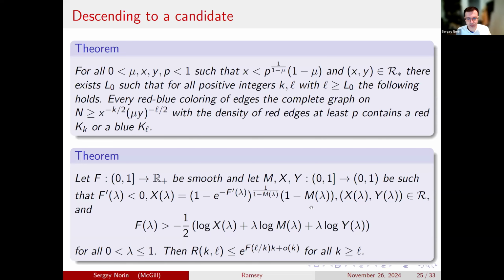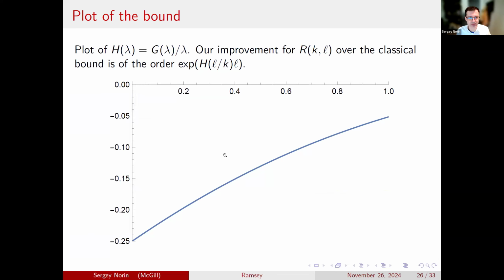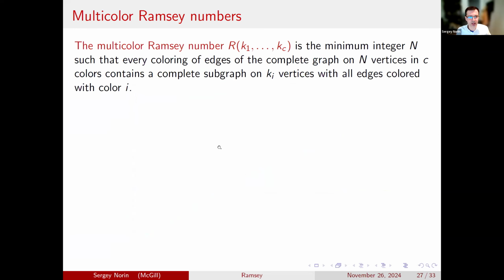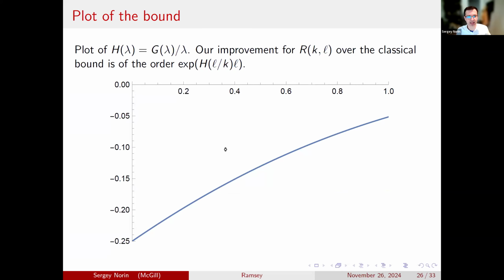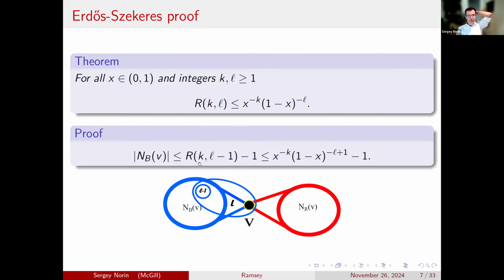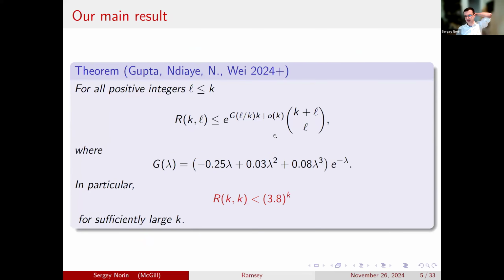And eventually, our bound, which is in the theorem that I announced, is obtained by this optimization. Let me just quickly show you back the theorem. So that's what we get by optimizing the corresponding system of differential equations. So we obtain this function.